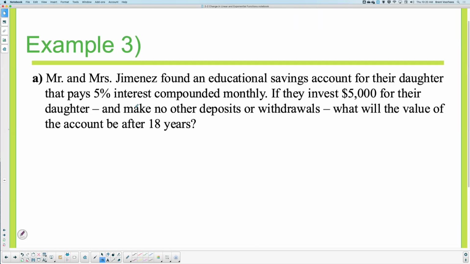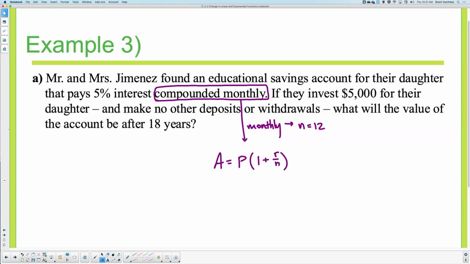Now, what formula do we use? What you do is you find the word compounded and you look at what it says. Does that mean every moment, every day, all year, or a certain number of times per year? Certain. If it says monthly, monthly means what? 12 times a year. So make sure you put down n equals 12 here. Monthly means n equals 12. And the formula we would use, I'm going to assume you don't have it memorized yet, is A equals P times (1 plus r divided by n), all raised to the power of nt. That's our formula we're going to use here.